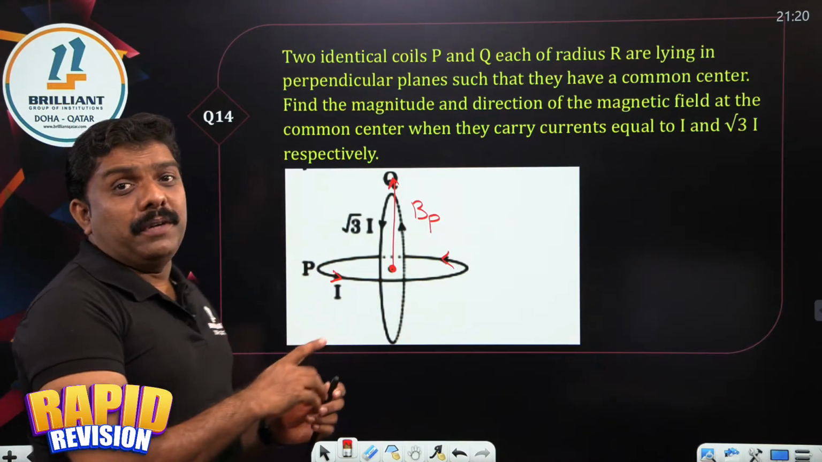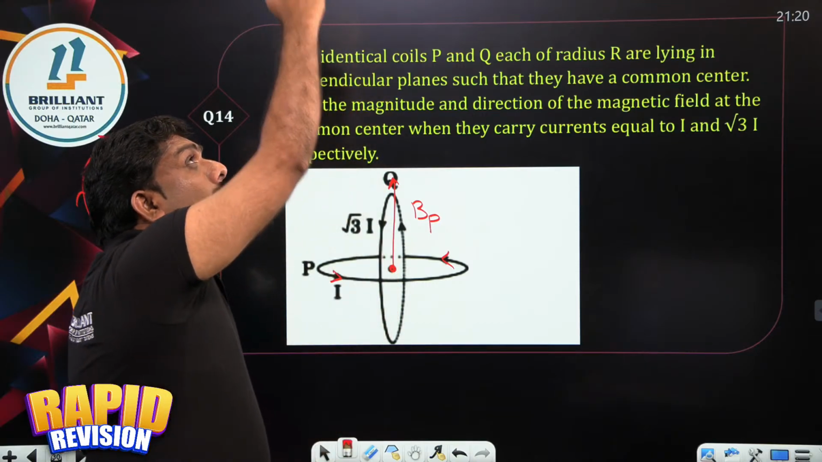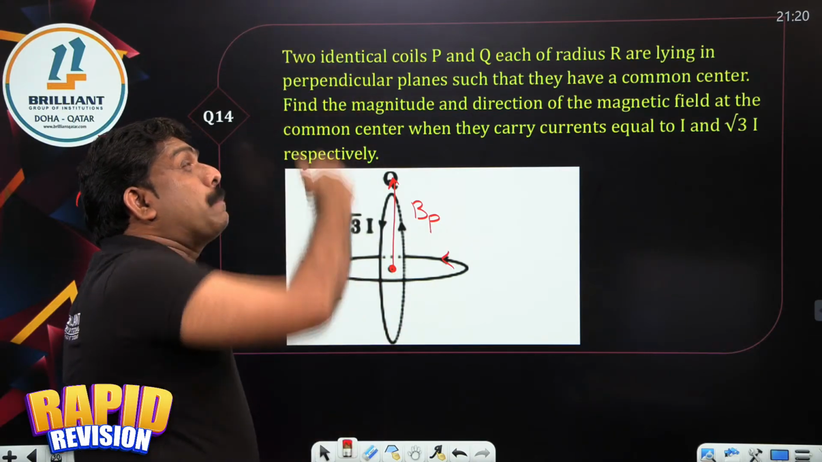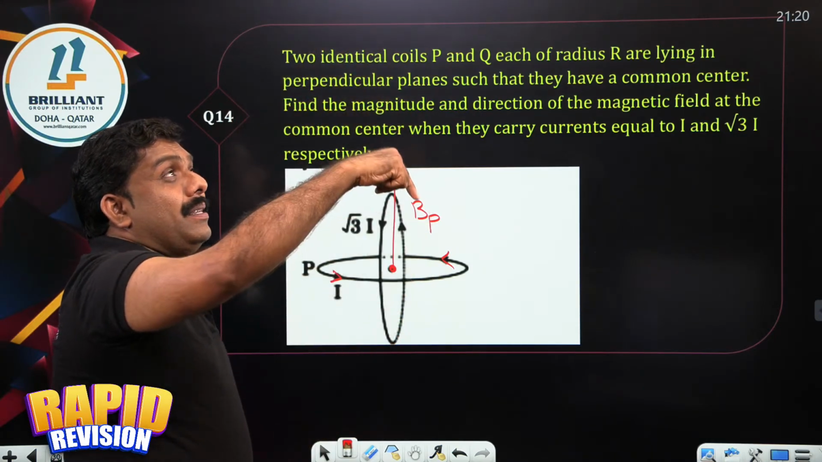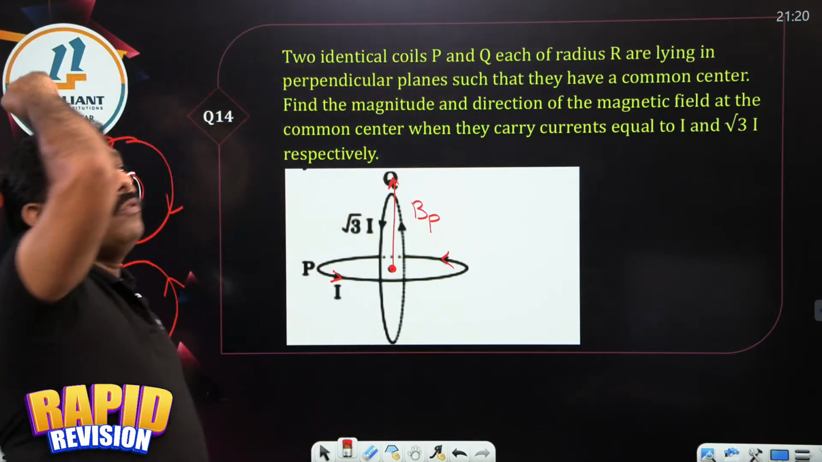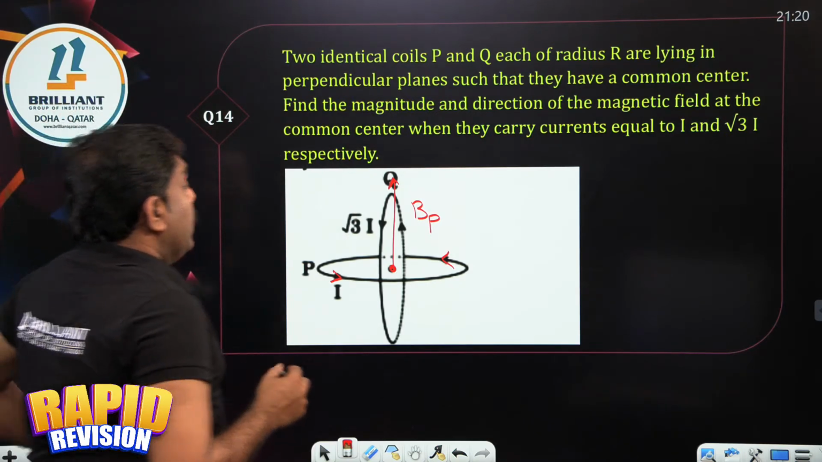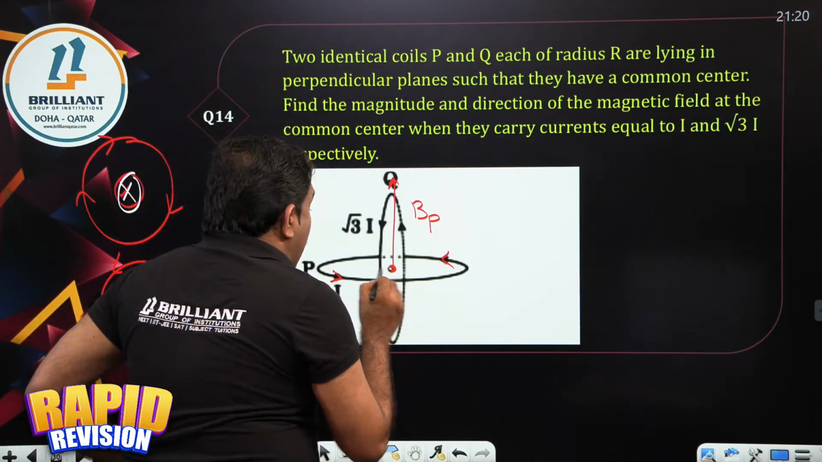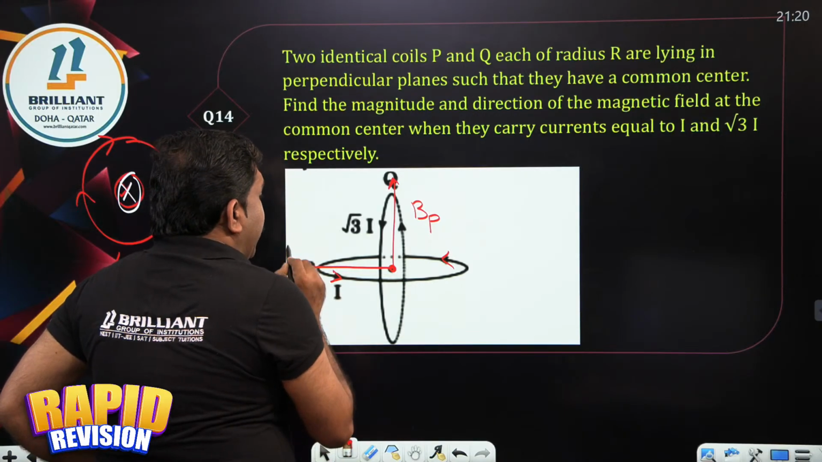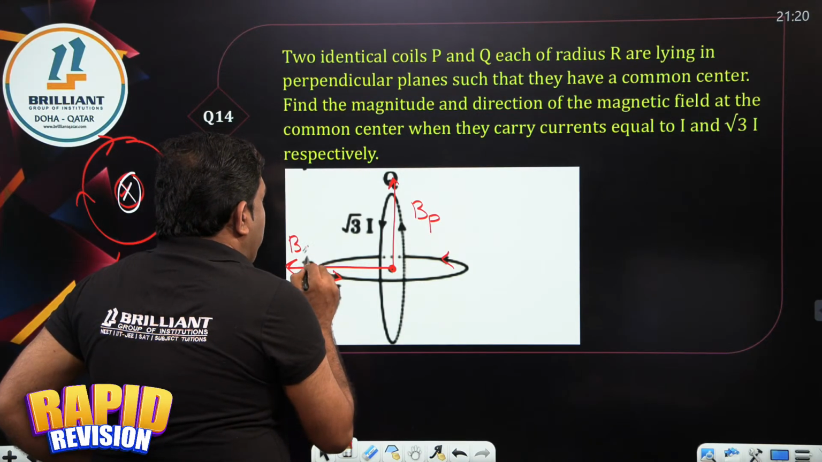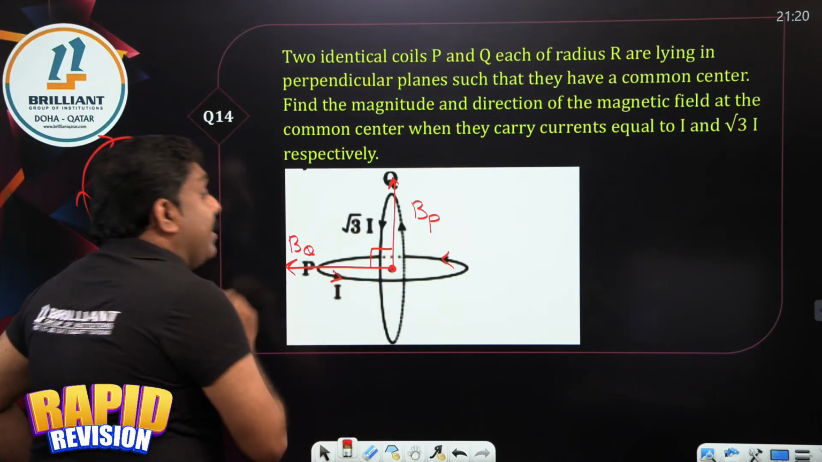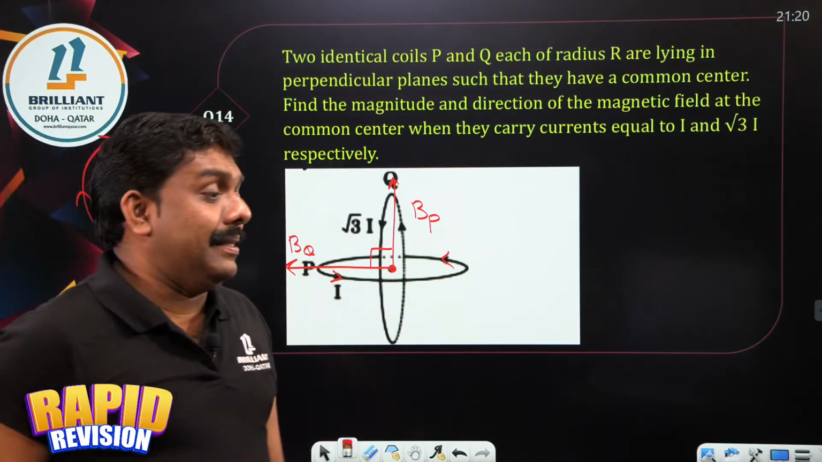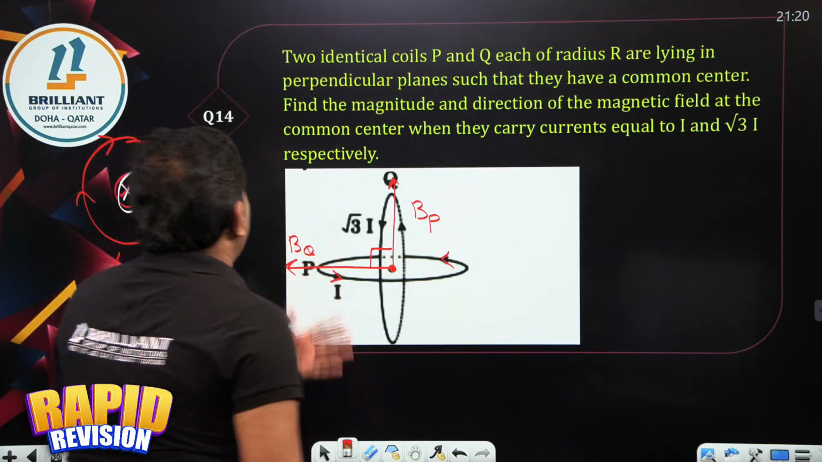But here we have to visualize loop Q, that is like this in this plane, and the current flowing anti-clockwise. So the field will be directed outward. So marking this as BQ now. What is the angle between these two fields? 90 degrees. So we can find the resultant.